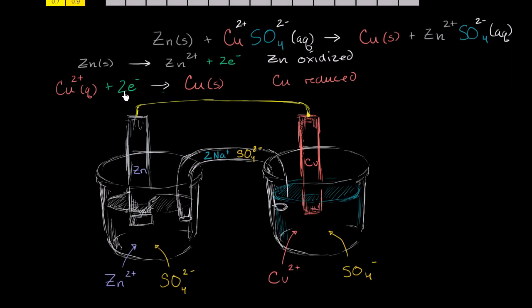So the copper took those 2 electrons. Zinc was oxidized by copper. It lost electrons to the copper. Copper was reduced by zinc. Its charge was reduced by zinc. It gained electrons from zinc.